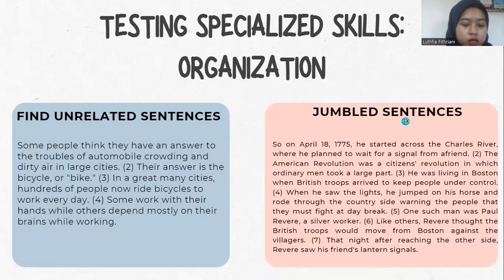Jumbled sentences: the students are required to arrange the jumbled sentences into paragraphs. So the teacher will give jumbled sentences to the students and the students are required to rearrange the sentences into the correct order or into the correct paragraph. And here is an example of a jumbled sentences task in the organization of a writing test.